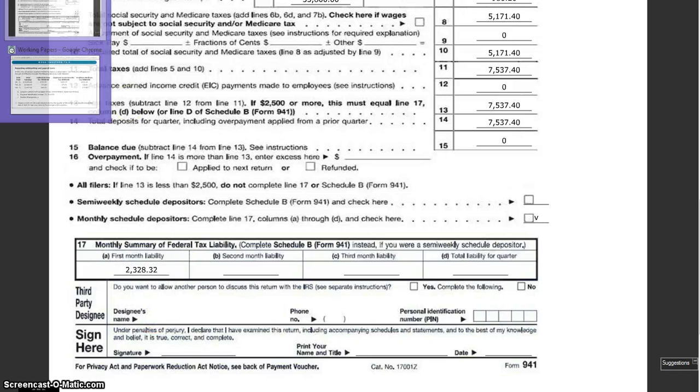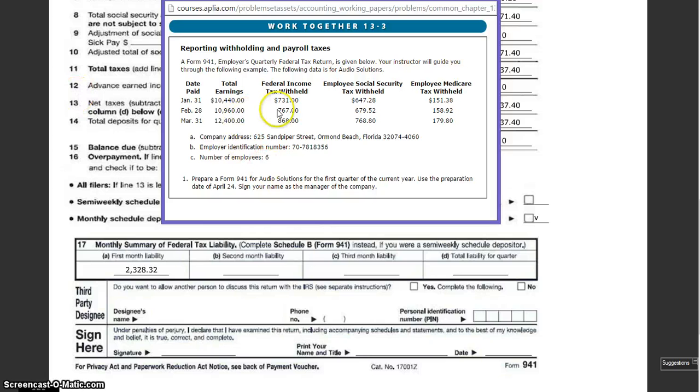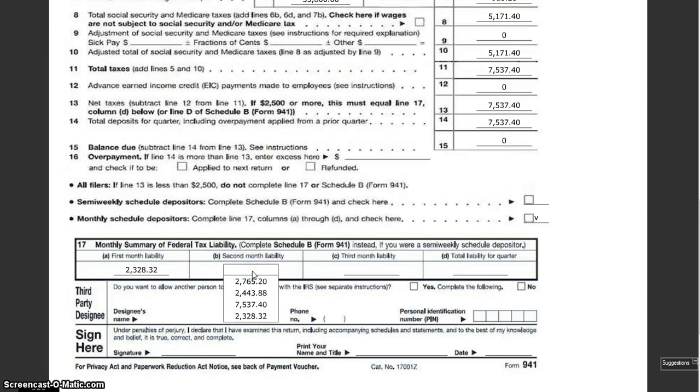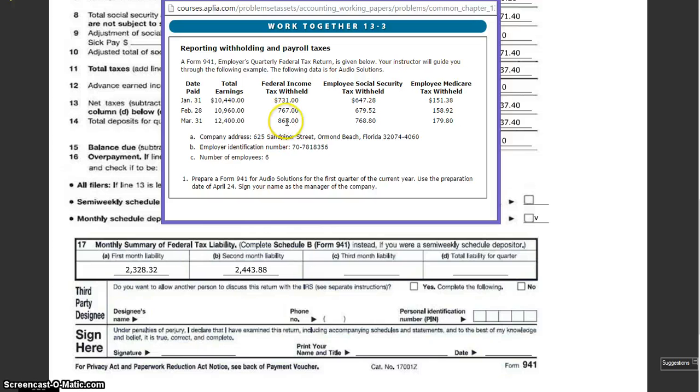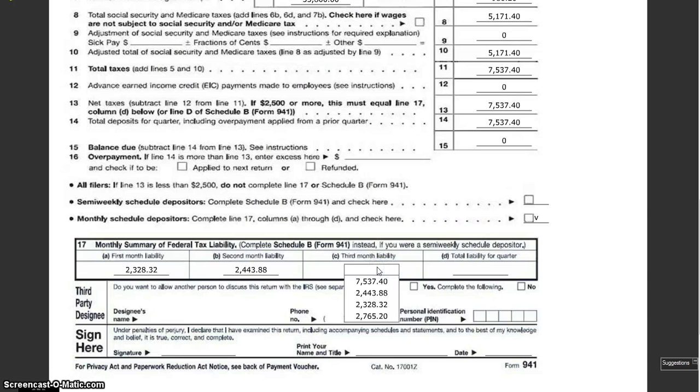And we're going to do the same thing for the next 2 months. We're going to add the federal tax 1 time, and the Social Security twice, and the Medicare twice. And when we do that for the second month, we should get the 2443 number. And then the third month, same routine. 1 time with the federal, 2 times with the Social Security, and 2 times with the Medicare. And our number there should equal 2765.20.